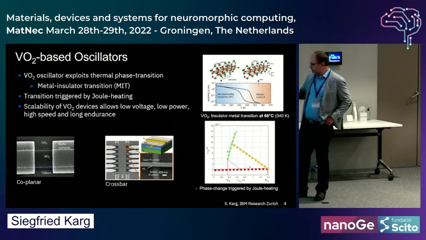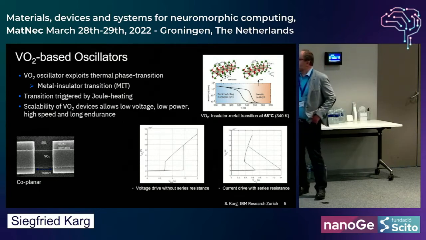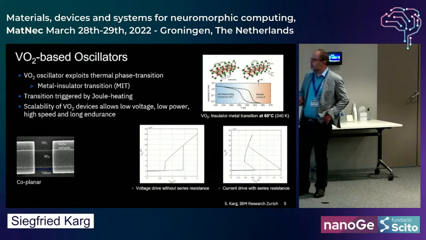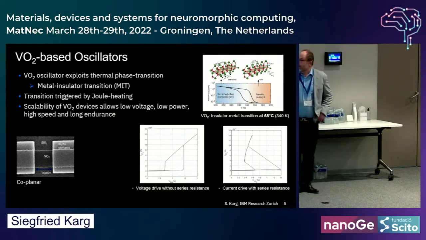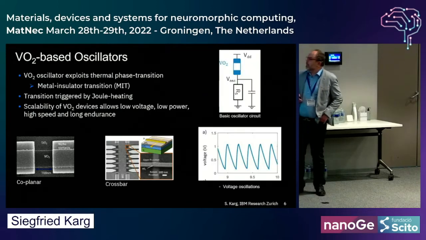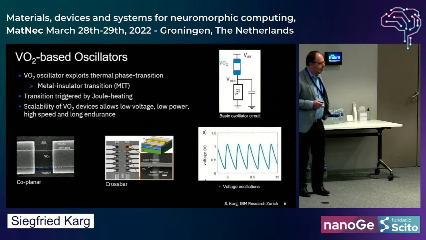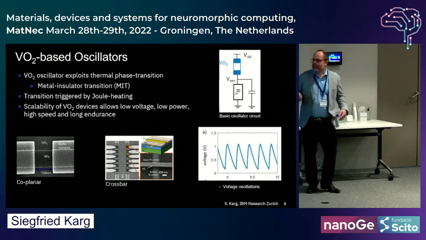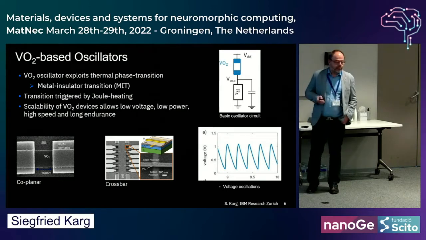Typical IV characteristics depend on whether you drive it with voltage, then it will jump vertically in current, or if you drive it with constant current, then you get these typical S-shaped structures. And so this is then the basic circuit of an oscillator. It's just your vanadium oxide device resistor in series with a load resistor.